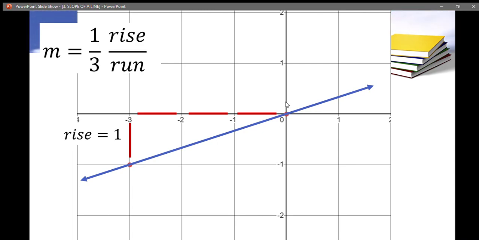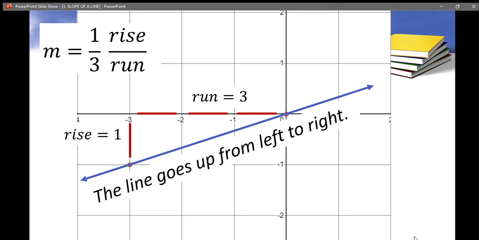That is the second point, and that is our run. As you can see, if you have a positive slope, our line goes up from left to right.